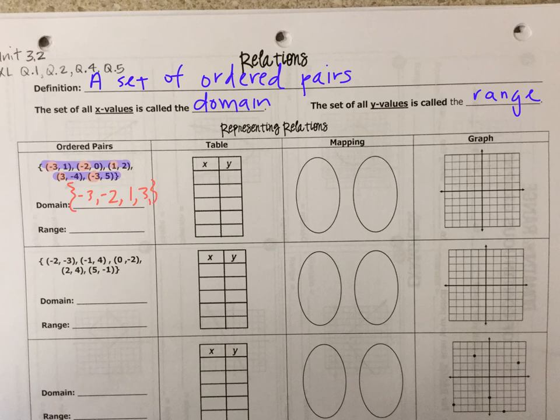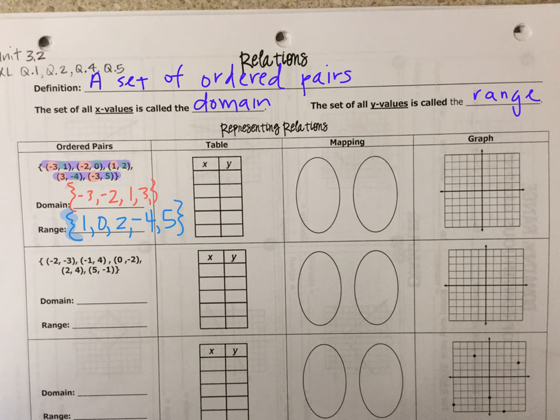The range are all our y's. There, there, and there. So our range, I would do my squiggle in a pen, and I get 1, 0, 2, -4, and 5. Now, I'm going to take that information and I'm going to write it into a table.